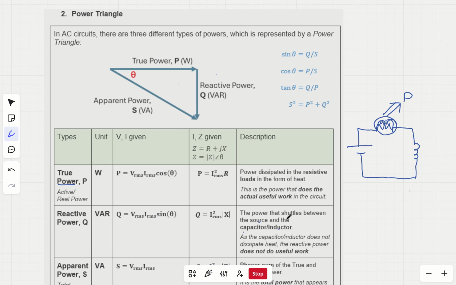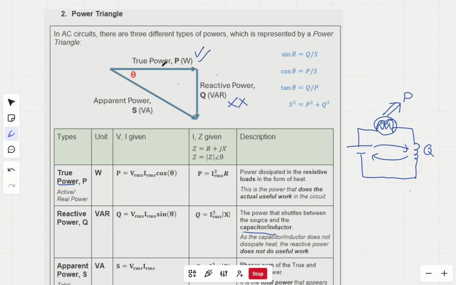Reactive power is the power that shuttles between the source and the reactance like capacitor or inductor. Okay, so in this circuit, that power that shuttles between these two is called the reactive power. Okay. So in an electric circuit, true power is the power which does the useful work. So this is the useful power, and this reactive power is the useless power.